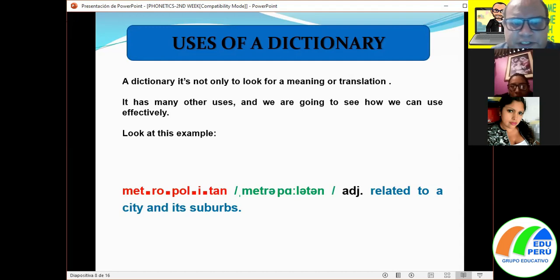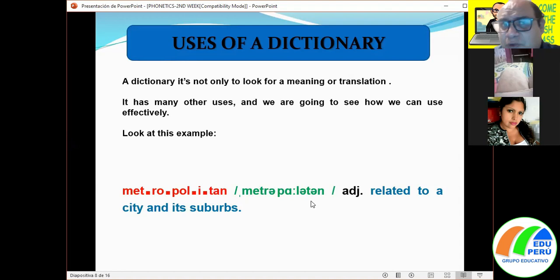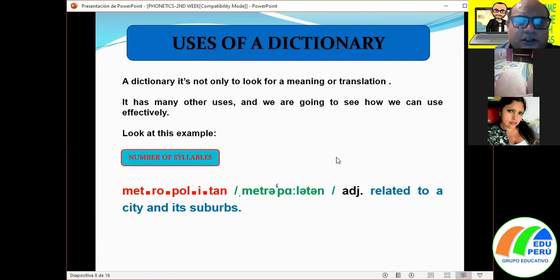Metropolitan. Notice you have here some dots, points, then you have the slashes, you have an apostrophe down, then an apostrophe up, you have the symbols, then you have an abbreviation, ADJ, and finally you have a meaning, a definition, a concept.